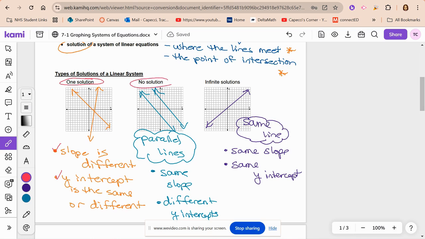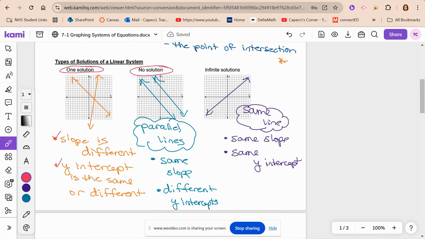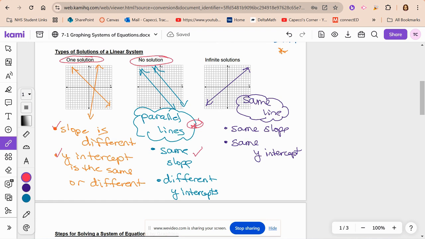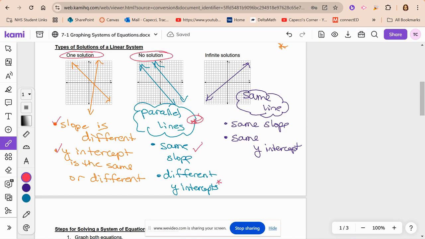If there is no solution, that means there is no way the lines are going to meet. And when does that happen? Well, that happens when they're parallel lines. The slope is the same, right? The slope, or the rate of change, or the angle is the same, but they're going to have different y-intercepts.